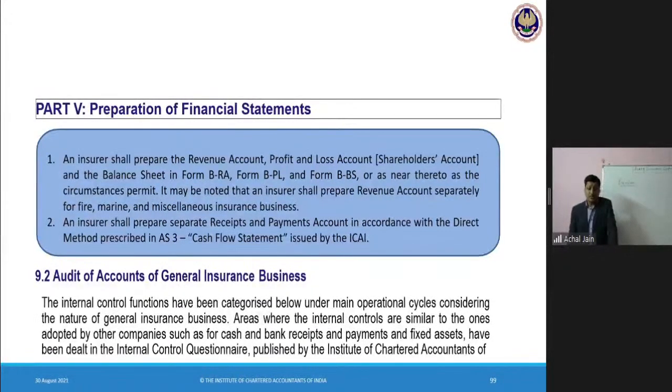Kalyani is asking me, sir, what is the difference between Schedule A and Schedule B? Kalyani, I think you missed out. Schedule A deals with those regulations which are specific to life insurance business. Schedule B, you can say, are those regulations or part of those regulations which are specific to general insurance business. So that's the difference. A is for life insurance, B is for general insurance. Okay, clear?